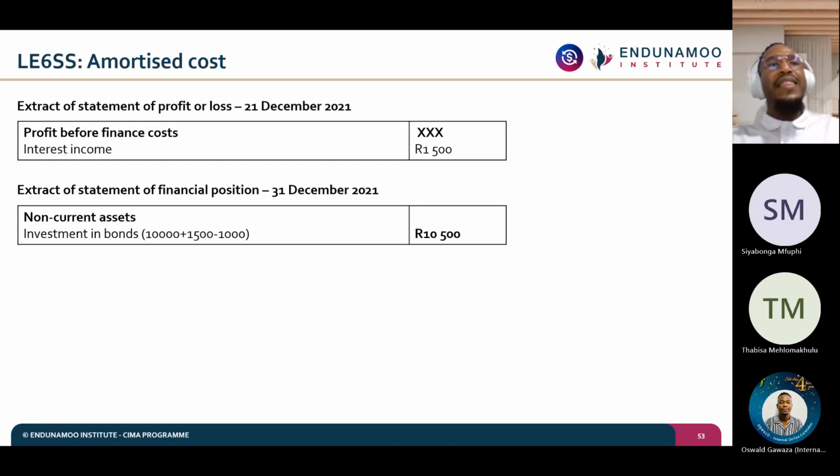Then coming to the statement of financial position, we would have a line item under non-current assets. Why is it under non-current assets? Because the bonds are only going to be settled at the end of 2024. We are now reporting on the 31st of December 2021, which means we still have 3 more years until they are settled. That makes them non-current assets, and the investment in the bonds would be sitting at the fair value of 10,000 at the beginning of the year, plus interest of 1,500, less the coupon payment of 1,000, which then gives us a balance of 10,500. Any questions?